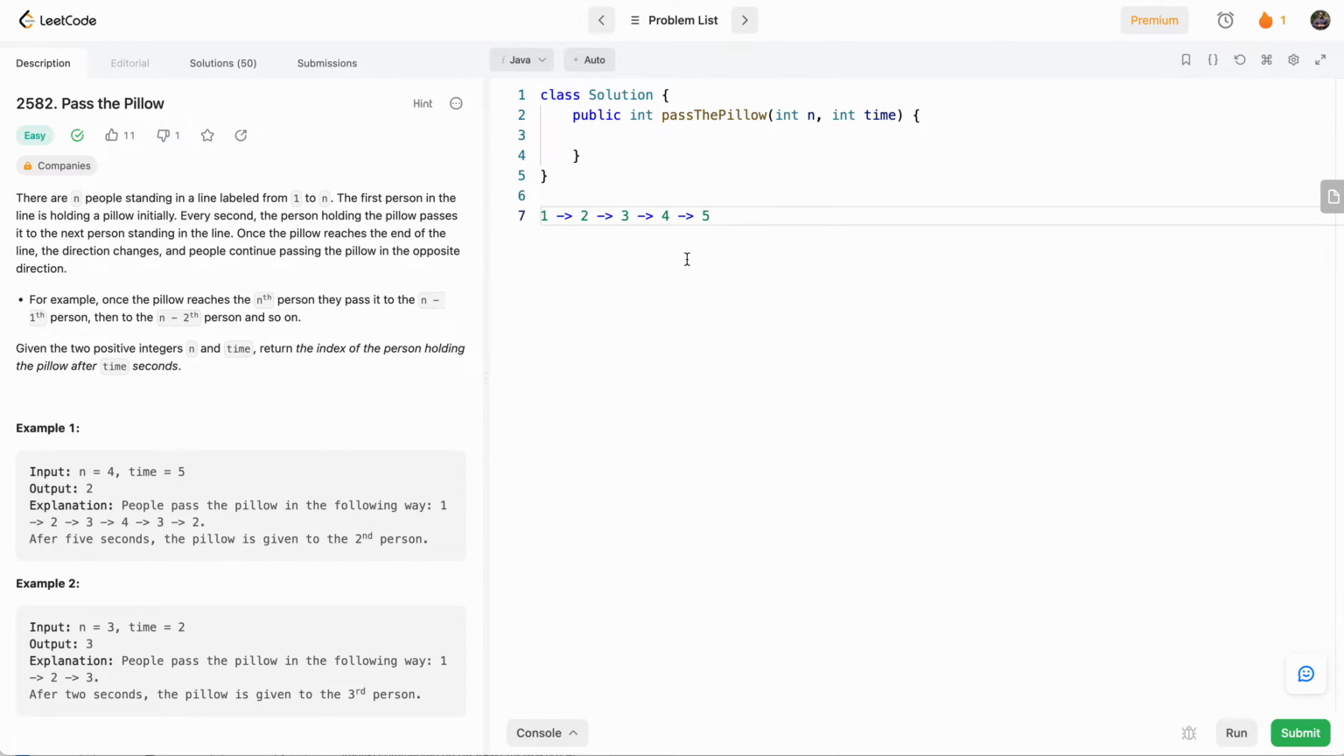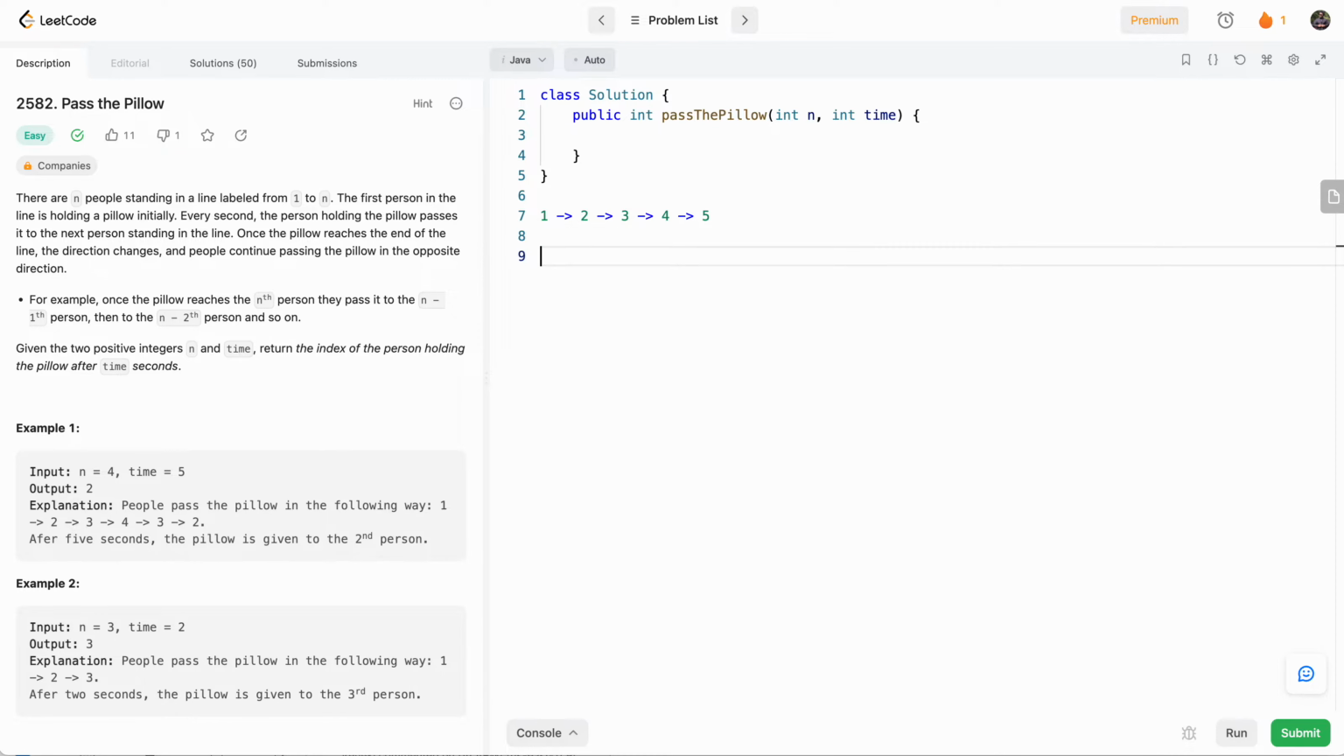And then at each second the pillow gets passed. Initially the pillow is at 1, and then at 1 second it's passed to 2, 3, 4, 5, and then after it reaches 5, the next time it's passed back to 4, 3, 2, 1, and so on. So basically we have to return, after time seconds, where does the pillow land?